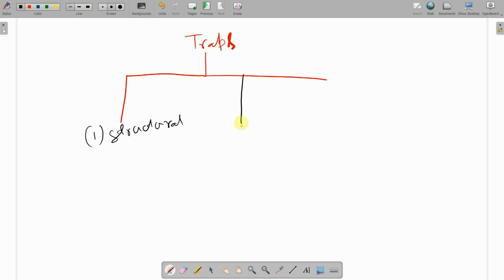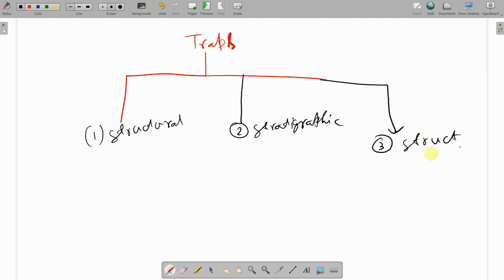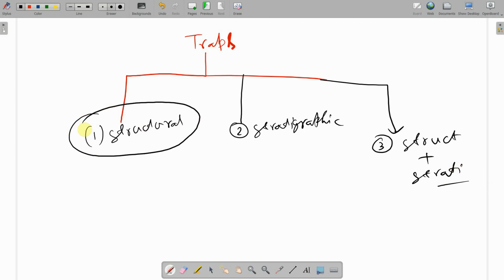Okay, second one would be the stratigraphic, and third one is a combination of structural plus stratigraphic trap. At first I will be discussing the structural traps, and it can be found due to some.